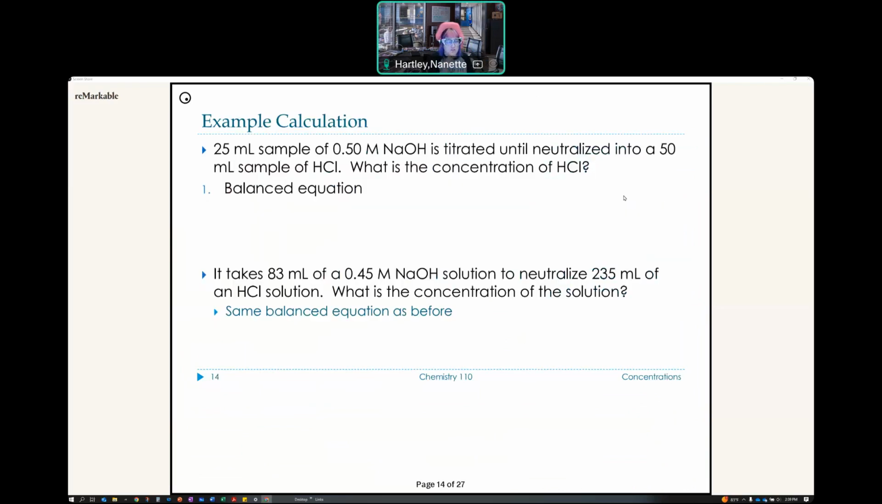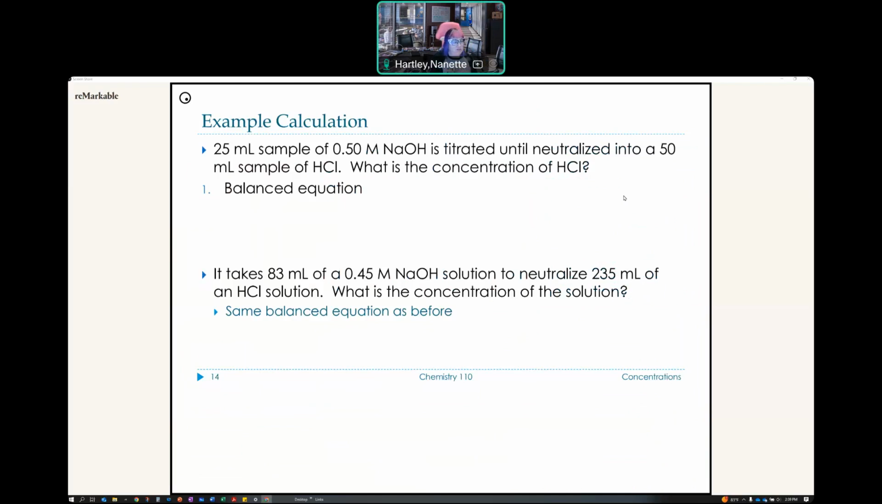Okay. So let's try some more calculations. I have a 25 milliliter sample of 0.50 molar NaOH. It's titrated until neutralized in a 50 milliliter sample of HCl. What's the concentration of HCl?